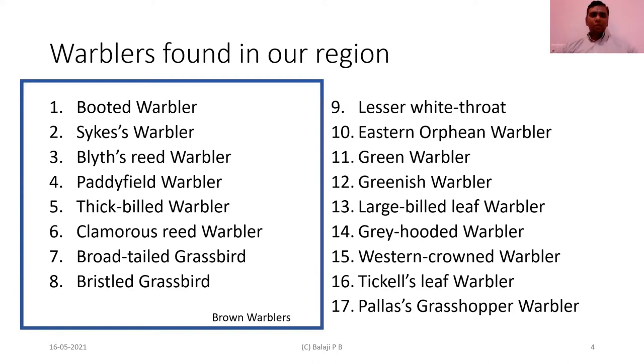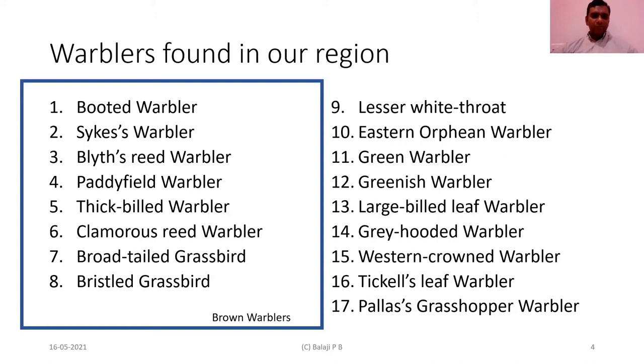If you look at the warblers found in our region, we have about 17 species. Namely the booted, the Sykes's, Blyth's reed, paddy field, thick-billed, clamorous reed warbler, broad-tailed grassbird, bristled grassbird, the lesser whitethroat, Eastern Orphean warbler, green warbler, greenish warbler, large-billed leaf warbler, gray-hooded warbler, Western Crowned warbler, Tickell's leaf warbler, and the Pallas's grasshopper warbler. Of these, we're going to see the first eight, and reserve the rest for another day.